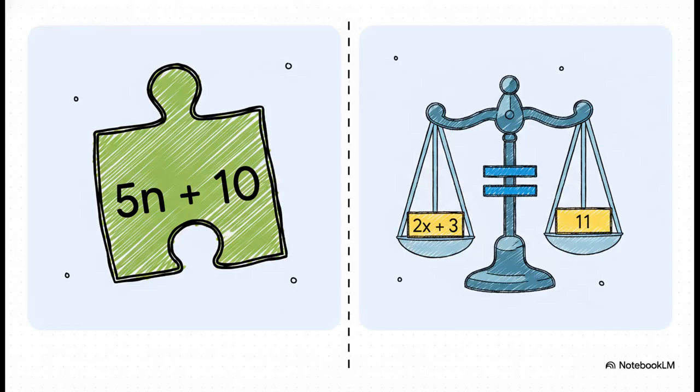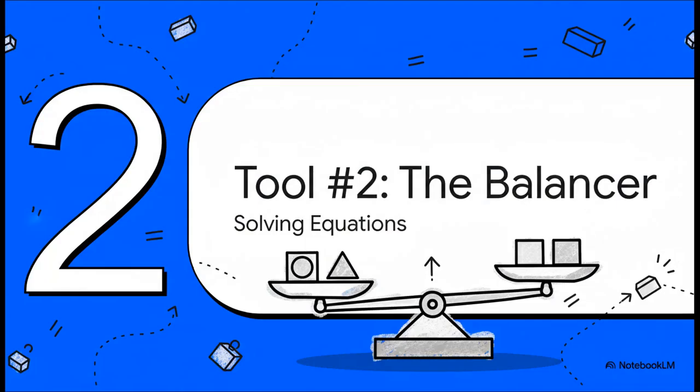Now, this brings us to a really, really important point. Look over here on the left. That's our expression, 5n + 10. It's just a phrase. But on the right, that's an equation. And that equal sign, that little guy, changes everything. An equation is like a full sentence. It's making a claim that two things are exactly equal. And to solve that, well, we're going to need a whole new tool. So let's bring out tool number 2, the balancer.